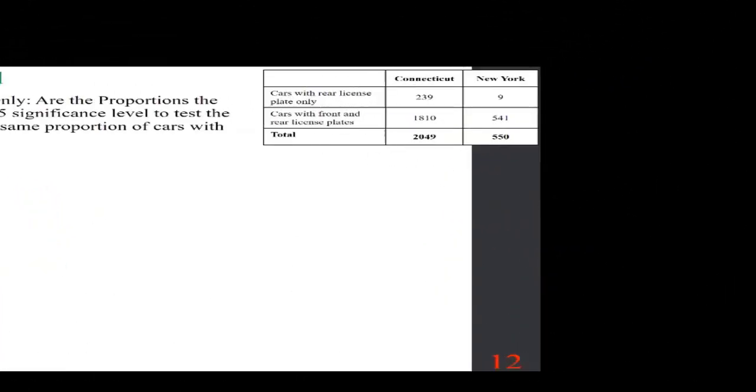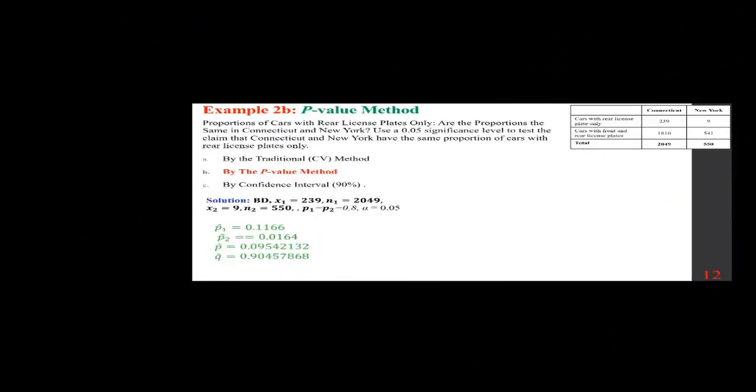Take a look at the table at the top right. This is from the previous page. So we are looking at the same question. We are looking at the information on the bottom left. We have done the calculation for P1 hat, P2 hat, P bar, and Q bar. We have those. And now to find the p-value, we need to look at the area.